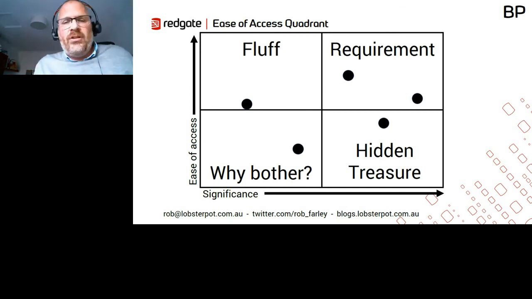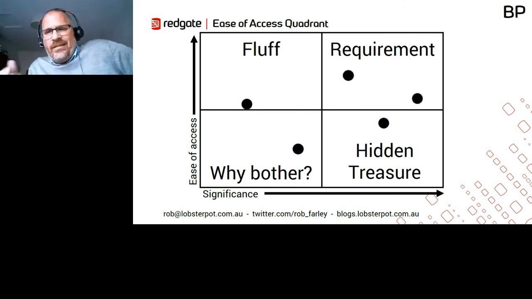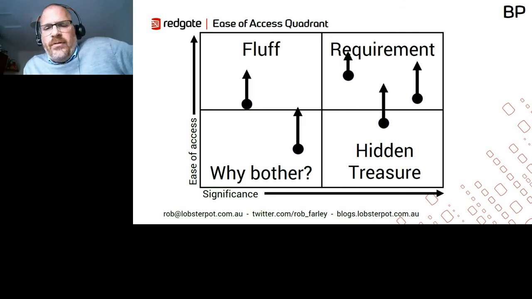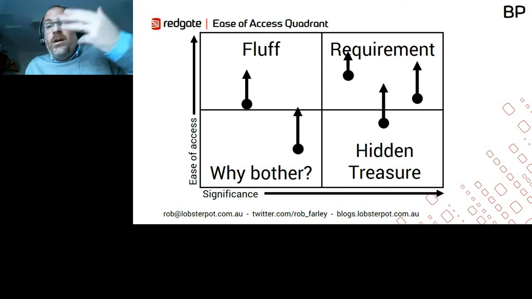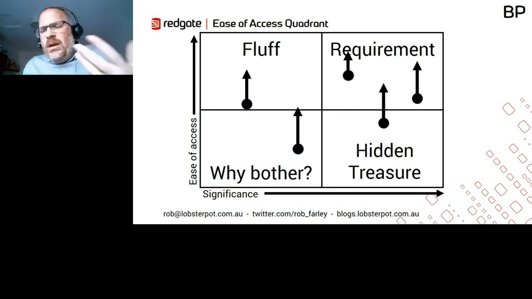But the big change that you do see is that as you get practiced at your data journey, as you improve in everything, whether it's the DevOps side or your transformations and so on, you actually start to see that the ease of access improves and everything just gets lifted up in this particular quadrant. You get better at doing stuff, you get better skills, everything just becomes easier, such that those things that were hidden treasures become a requirement. For those things that you were like, well, why bother with this? If they become easier to do, then yeah, they become fluff.